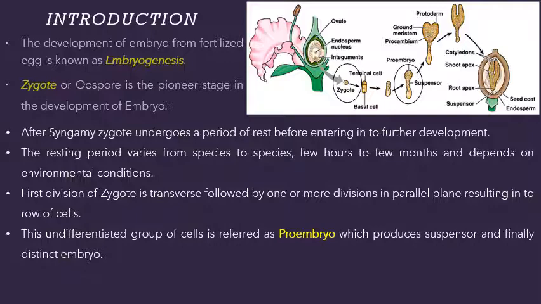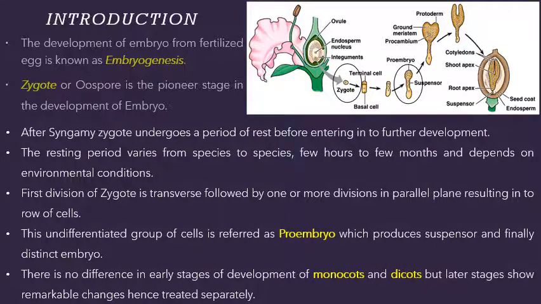This undifferentiated group of cells is referred to as the proembryo, which produces the suspensor cell and finally a distinct embryo, which is seen in this picture. There is no difference in the early stages of development of monocots and dicots, but the latter stages show remarkable changes. Hence, monocots and dicots are treated separately.